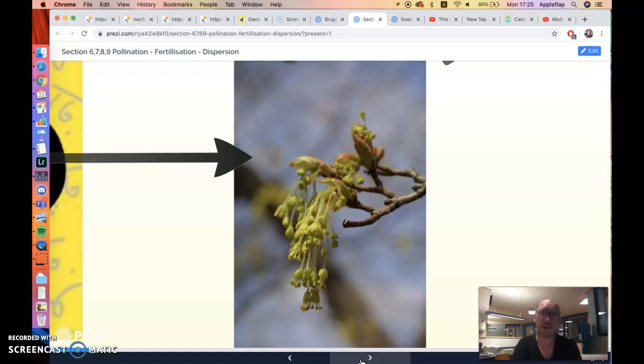Wind-pollinated flowers also have loads and loads of pollen grains. So if you're suffering from hay fever, you probably are suffering from plants which are wind-pollinated, because they produce enormous amounts of pollen grains. And when you look very close up at their pollen grains, you also find out that those pollen grains have wings to fly in the air.